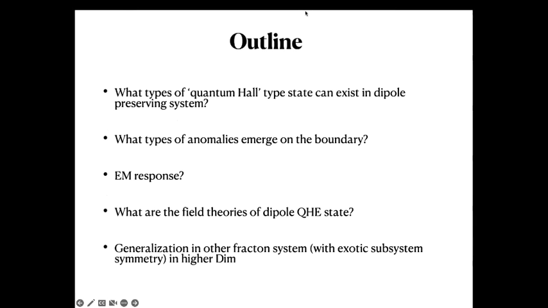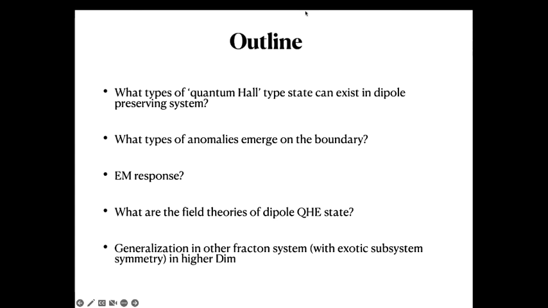So the outline of today's talk is we want to figure out what type of quantum Hall phenomenon can exist in a dipole preserving system. What I mean by quantum Hall phenomenon is that we have some type of degrees of freedom, in our case both charge and the dipole moment, that turn out to be incompressible and have a finite gap in the bulk. However, at the boundary, they are gapless and exhibit a certain type of perturbative anomalies.